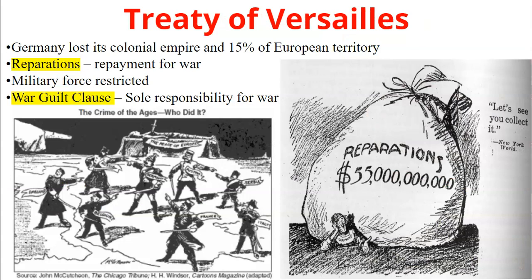And we all know the Treaty of Versailles. Germany loses its colonial empire and 15% of its European territory. They are forced to pay reparations. Their military force was restricted, and they were essentially told, you will take sole responsibility for the war. They weren't the ones who shot the bullet. They weren't the ones who did everything. Yeah, they may have started saying, hey, we're going to fight you, we're going to fight you, we're going to fight you, but it didn't essentially really start the war. So this is going to start a lot of anger and resentment that will build up for the next war.